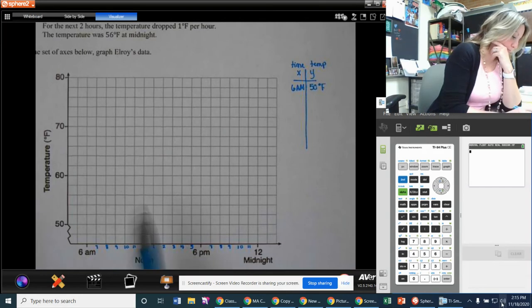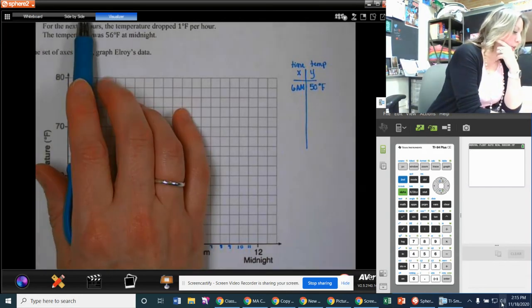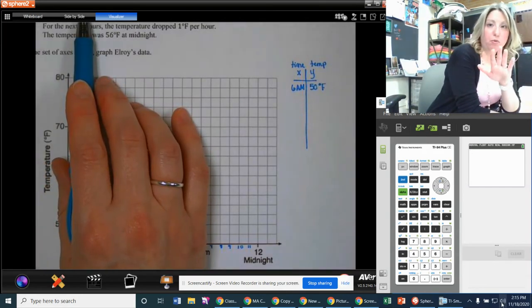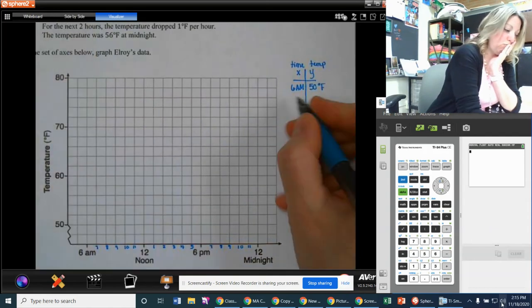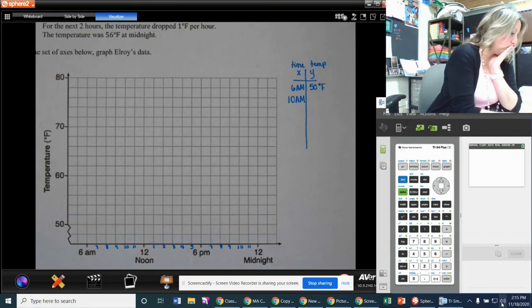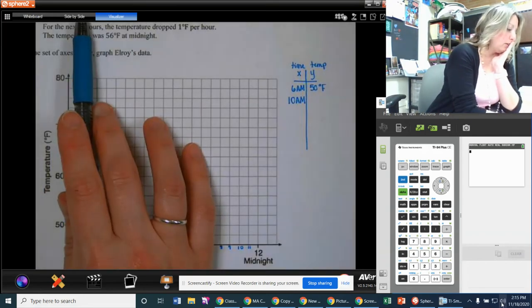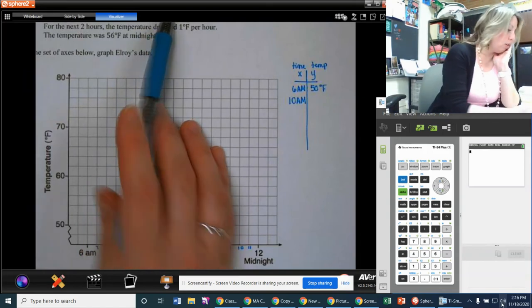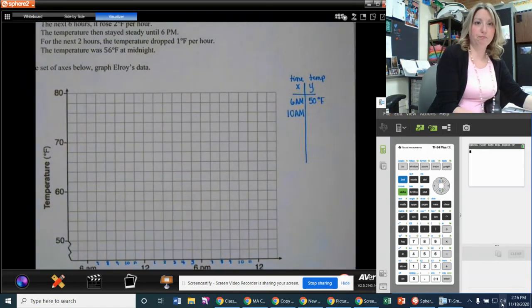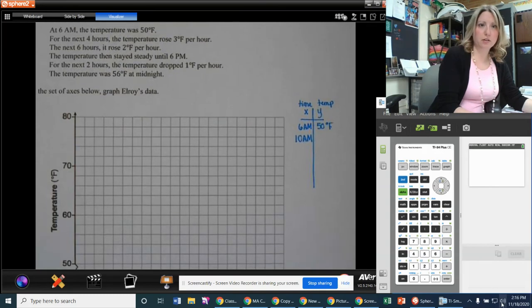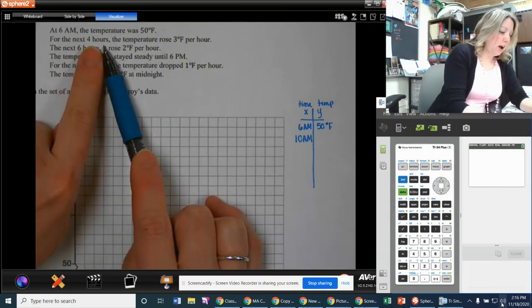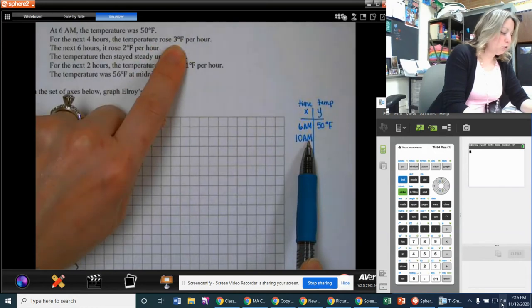Here's where I was in the story. For the next 4 hours, okay, before I even read the next part, 6 a.m. plus 4 hours gets me to what time? 10 a.m. Oh, excuse me. The temperature rose 3 degrees per hour. I was trying to read the wrong thing. Let me just scooch this down again. I'm not graphing yet, so we can still see this. So for the next 4 hours to 10 a.m., the temperature rose 3 degrees per hour.